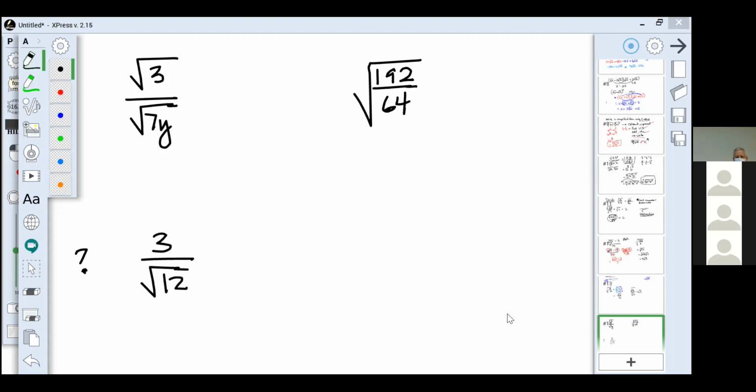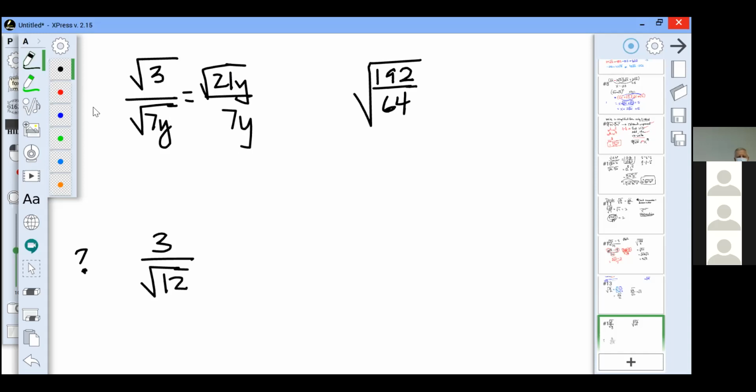All right, Mr. Heinzman, what do you got for that first one? Thumbs up, okay. Square root of 21y over 7y. That looks good to me. By multiplying, I'll squeeze it in here. Square root of 7y. That's it. No reducing. Yeah, variables. Hey, if they're under the radical, you got to have one of those too. Otherwise, they don't come out. Okay.